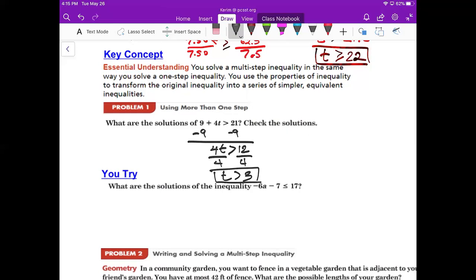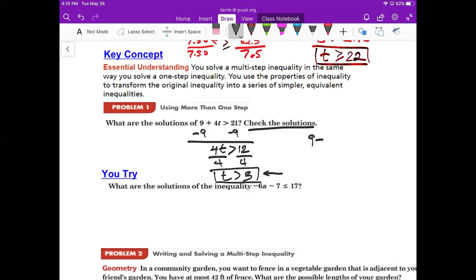The question says, check your solution. To check my solution, I'm going to take one number from this true statement and test it. t is greater than 3, so I need a number greater than 3. Let's use 4. 4 is greater than 3. Let's check, is it working or not?